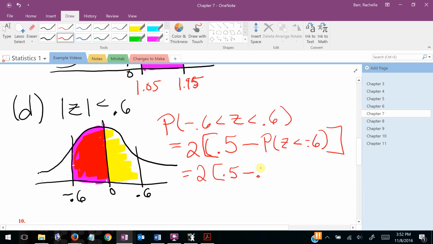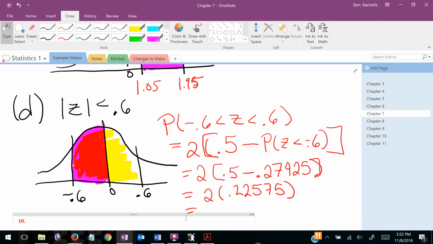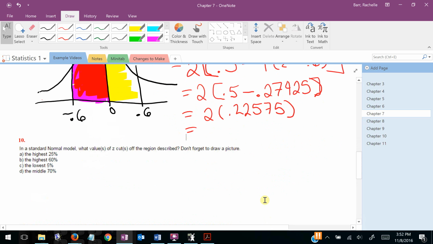So if you're doing one of your calculations and you come up with something negative, you have definitely made a mistake somewhere, and that's not good. Okay, we're going to subtract that and get 0.22575. And then I'm going to double it to come up with 0.4515, which is, oh, that's exactly what I got in the other one. So, fun times. Cool.